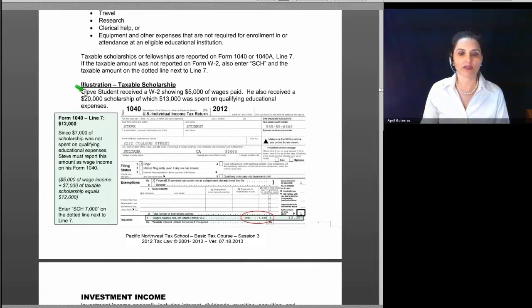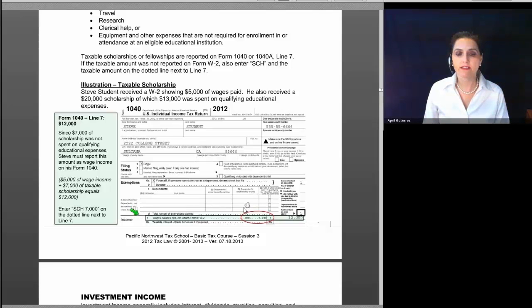I have a quick illustration here for you. Steve's student received a W-2 showing $5,000 of wages paid. He also received a $20,000 scholarship, of which $13,000 was spent on qualifying educational expenses. That means he has $7,000 of scholarship that was basically left over for him to spend on whatever he wanted, possibly even living expenses. So that $7,000 scholarship is taxable, and the IRS wants to see you enter that scholarship as wage income on line 7 of the 1040.